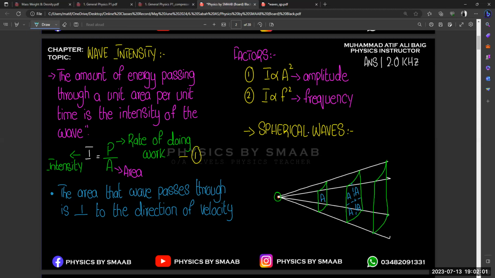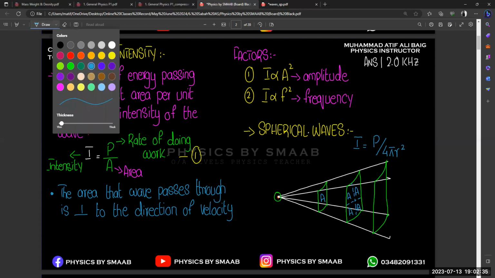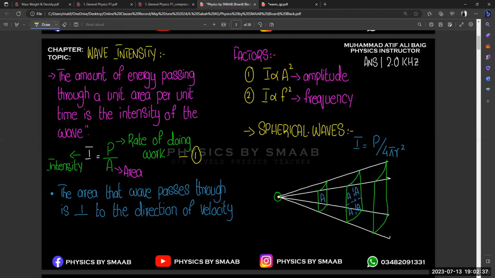And if we want to write the formula for the intensity on the surface of a sphere, the intensity of the spherical waves will be P over, P is the same power, divided by area. Initially we had a linear form, but now we are having a spherical one. So you know that the area of a sphere is 4 pi r square, right? So this is the formula for the spherical waves or the spherical surface.